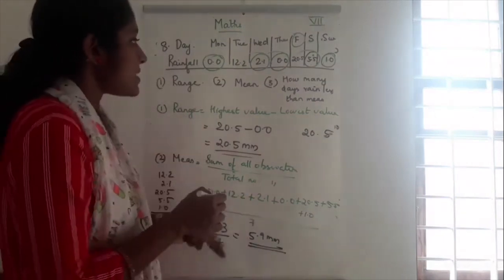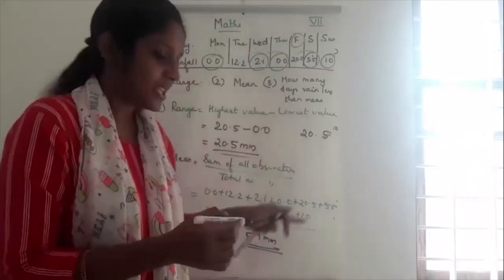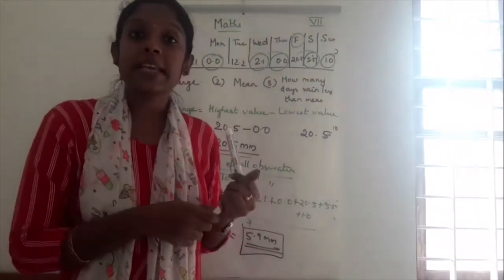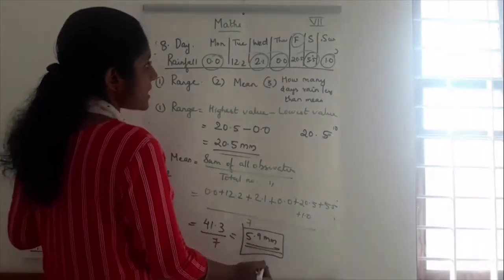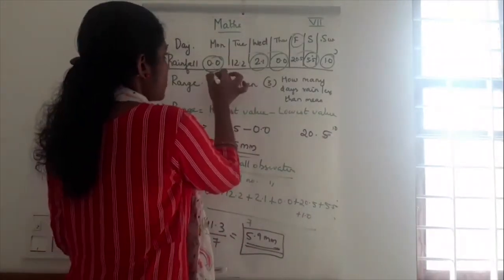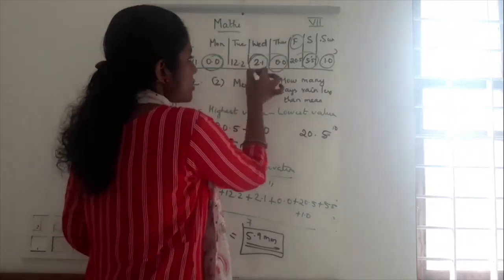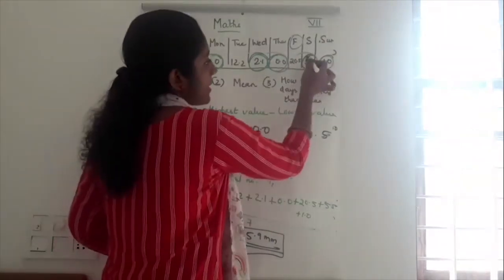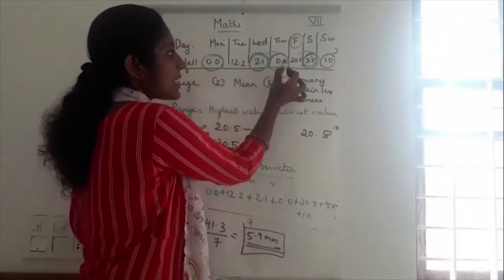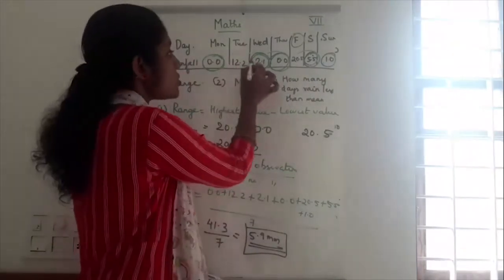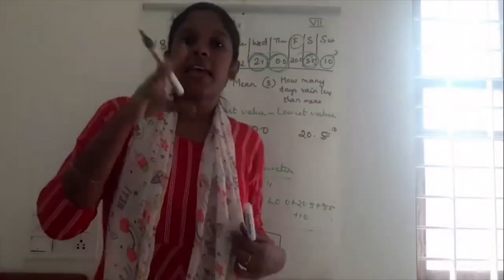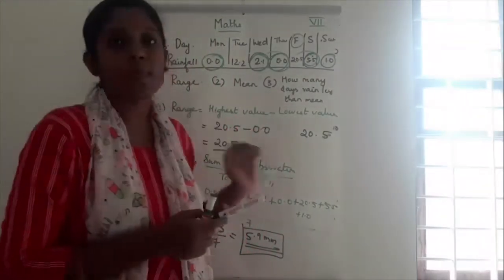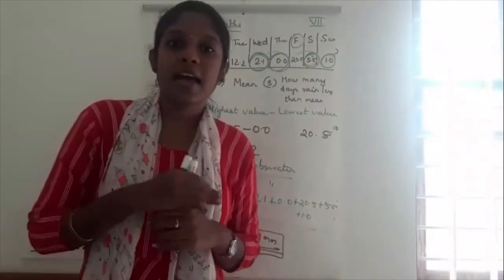Okay. Next question is, how many days is the rainfall less than the mean? So here the mean is 5.9. How many days was the rainfall less than the mean? 5.9 is the arithmetic mean. So Monday you got 0.0, less than the mean; Wednesday 2.1, less than the mean; Thursday 0.0, less than; here 5.5 and 1.0. All the ones marked in green are less than the mean. So 1, 2, 3, 4, 5. On 5 days the rainfall was less than the mean. So this was an easy question. You have to just find the range, the mean, and how many days the value was less than the mean.